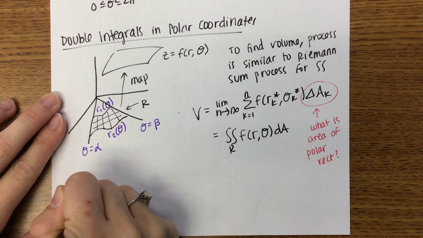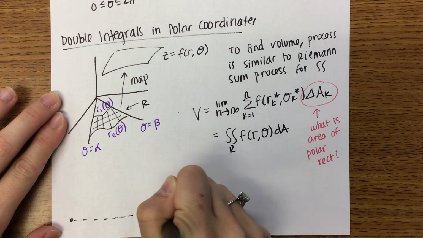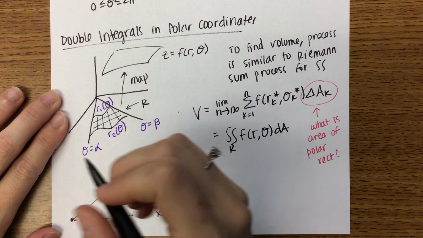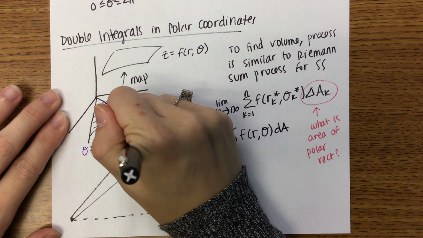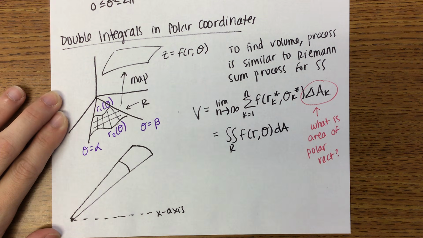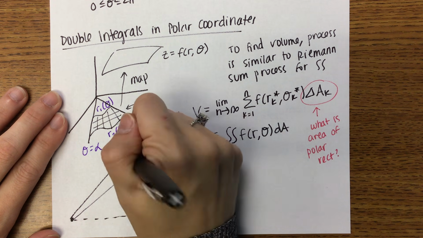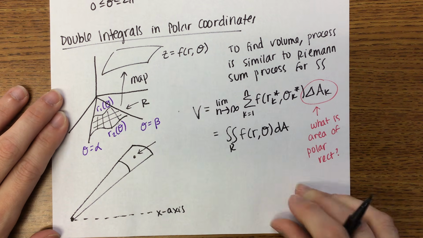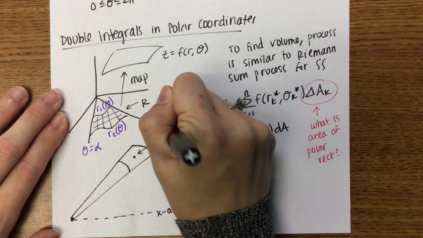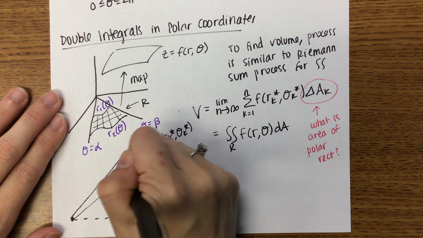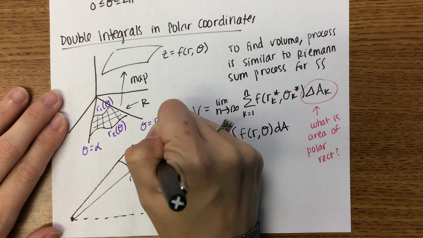Okay, so let's say we have the origin here, and this is our x-axis. We are choosing some point in this rectangle. So that is the point r of k star, theta of k star. This line here is r1 of theta. This one is r2 of theta.